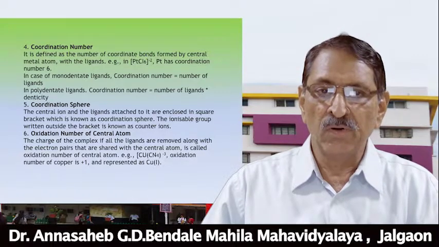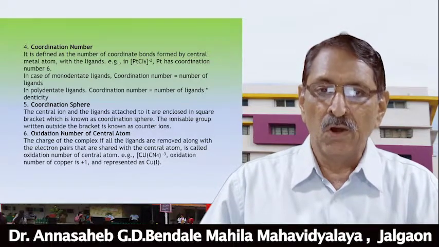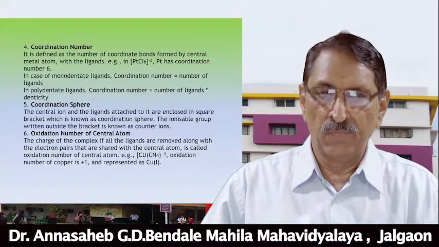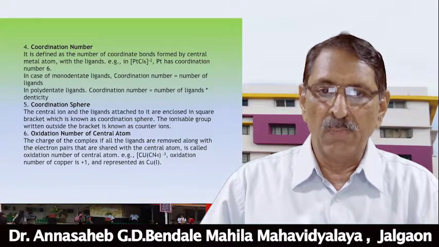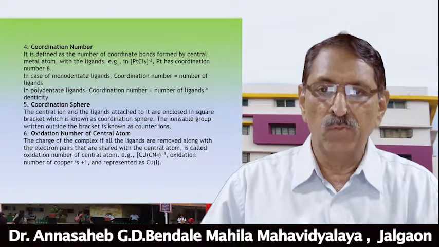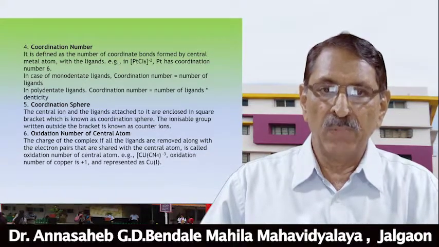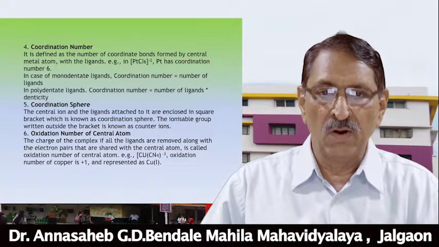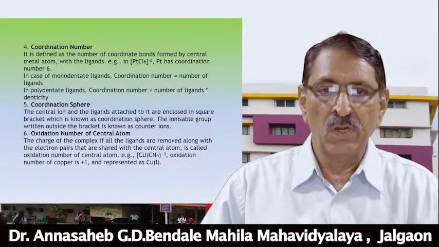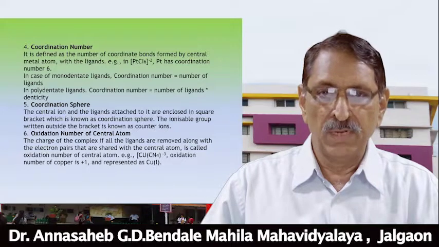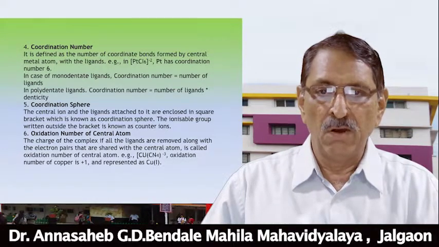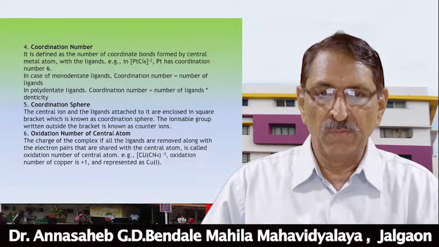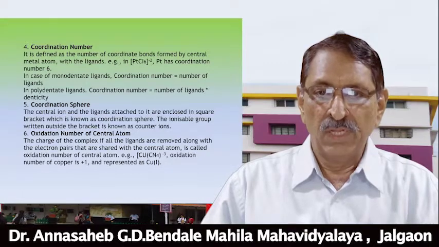Now, we have to discuss the next term, that is the oxidation number of the central atom. The charge of the complex, if all the ligands are removed along with the electron pairs that are shared with the central atom, is called the oxidation number of the central atom. For example, in the tetracyanocuprate(3-) complex ion, the oxidation number of copper is +1 and it is represented as Cu(+1).